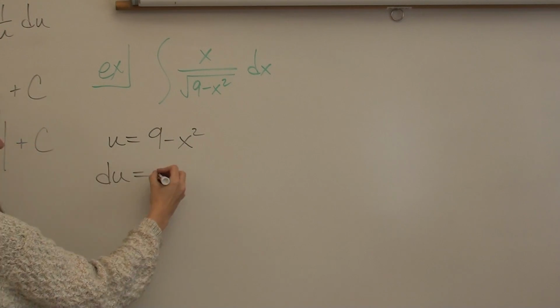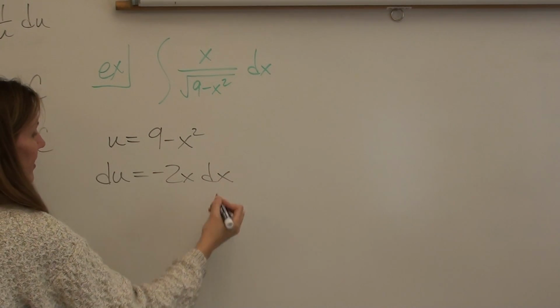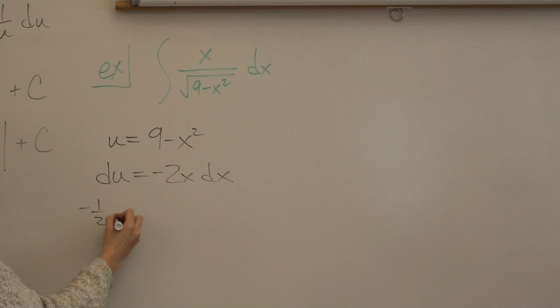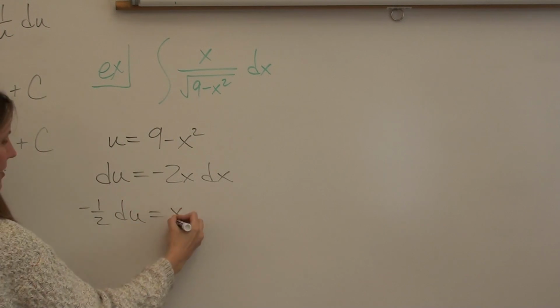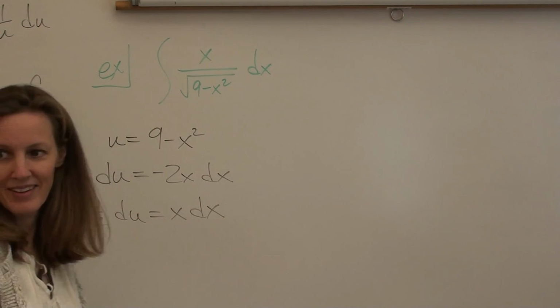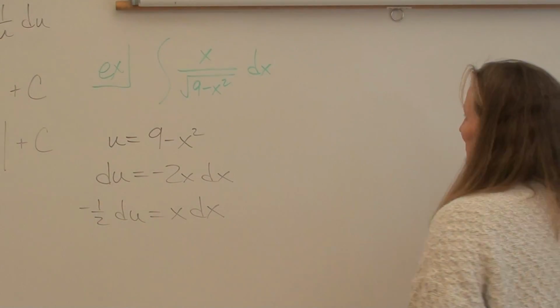did you guys find your u and your du? Yeah, the u is 9 minus x squared, and the du is negative 2x dx. Good. Very good. I can read. Yep. It's awesome.